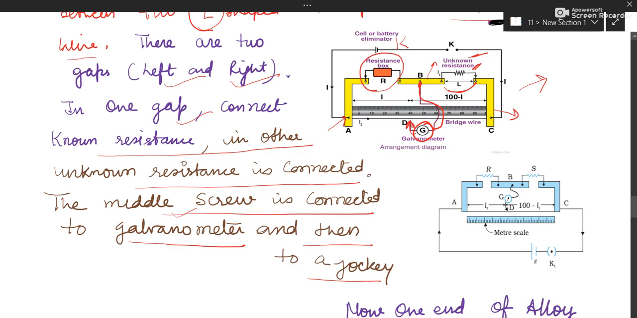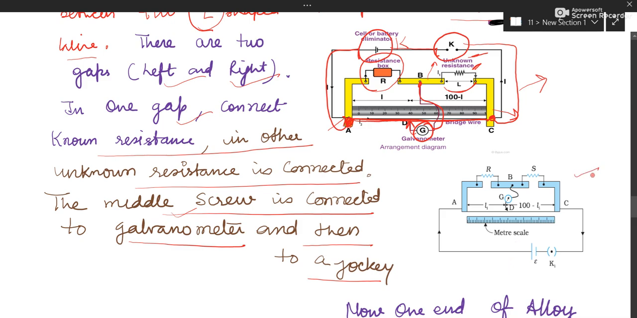Now one more thing is there. One end of the alloy wire, this black color is the alloy wire, now it is red. One end of the alloy wire is connected to a battery, and then the battery is connected to a key, and the key is connected to the next end of the alloy wire. This is how it is set up. You can see here as well.